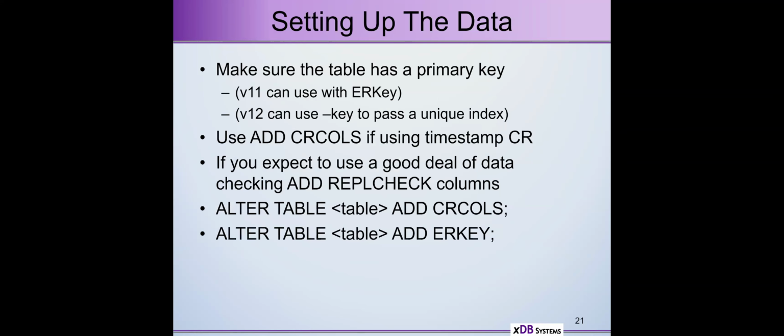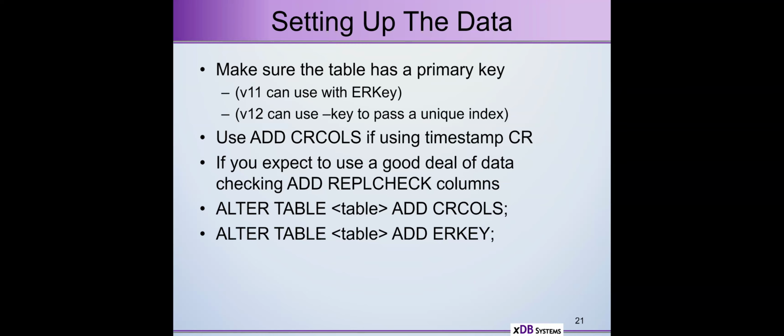So the next thing we have to do is prep the data in the schema. In version 11, you have to either have a primary key or you can use ER keys. With version 12, you can now use the dash key parameter to use any unique index on the table. So it just needs something to tell it that this is a unique row. So one of these is required.